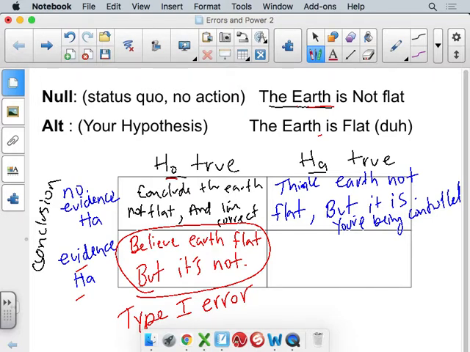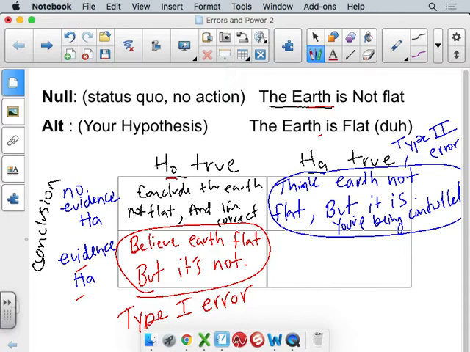Okay, so this is an error. You just made a mistake. So this is another mistake in your conclusion. So this one, when you think you have no evidence for the alternative, but it turns out the alternative was the true statement, this is a type 2 error. So Roman numeral 2.